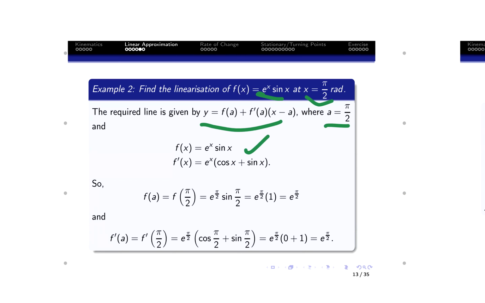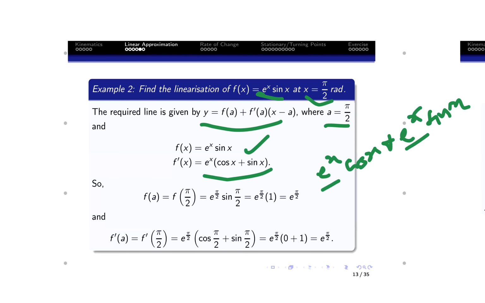So you have u dv/dx, which is differentiate sine x, that's cos x, plus v, which is sine x, du/dx. If you differentiate e raised to x, you still get e raised to x. Sine x now remains what it is. So if you factorize e raised to x, you have e raised to x into cos x plus sine x. So that is your f prime of x.